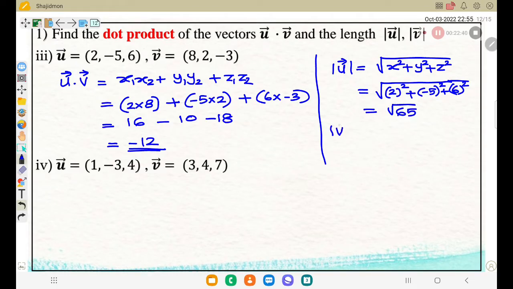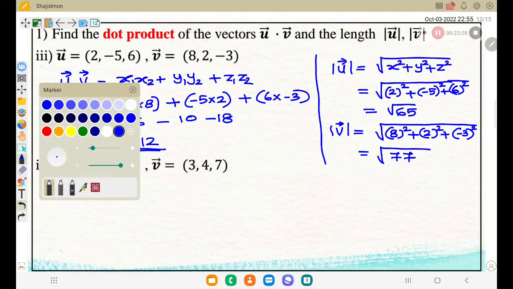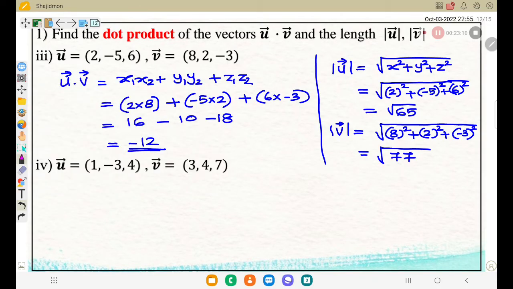Now absolute of vector v equals root of 8 power 2 plus 2 power 2 plus minus 3 power 2. You can check it, that is root of 8 power 2, that is 64, plus 2 power 2, 4, plus 3 power 2, that means 9, root 77. I hope you understood. Now we will come to the next one.